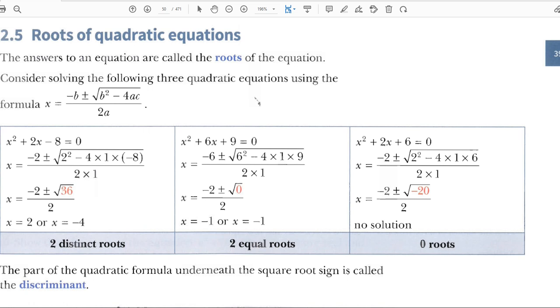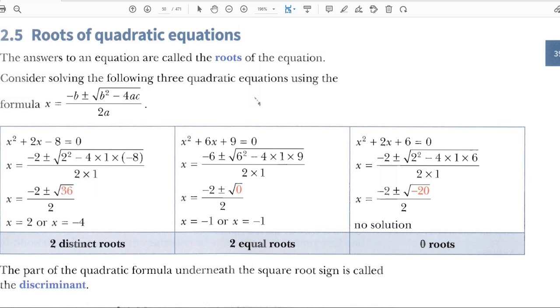As you know students, we finished exercise 2.4 in the last lecture, all questions, all parts, and we are going to start exercise 2.5 in today's lecture. In exercise 2.4 the topic was quadratic inequalities. In exercise 2.5 the topic is roots of quadratic equations.